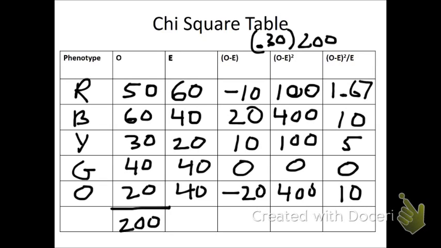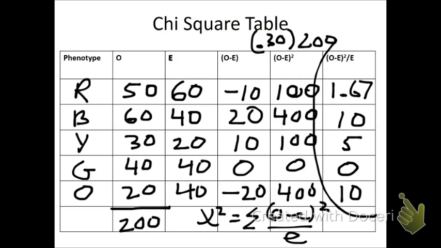So remember that the chi-square statistic is equal to the summation of O minus E squared all over E. So what that tells us to do is simply to add up this last column to get our chi-square statistic. If we add up that whole last column, 10 plus 5 plus 10 plus 1.67, we get a chi-square statistic of, let's see, that would be 26, and I want to round it off to the tenth place, 26.7.